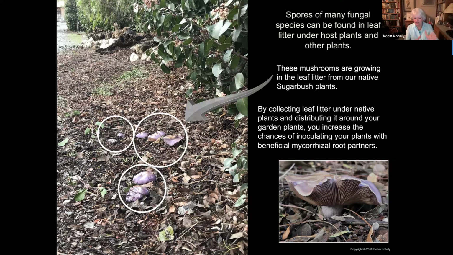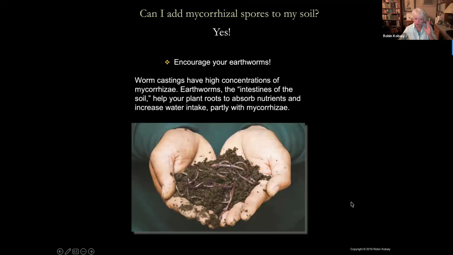Okay, so I just want to say that go in the leaf litter. That's where you find a lot of these spores. And you can increase the mycorrhizae in your yard by encouraging your earthworms. Worm castings have high concentrations of mycorrhizae. Earthworms, some people call the intestines of the soil. So yes, get earthworms, you will get more mycorrhizae.